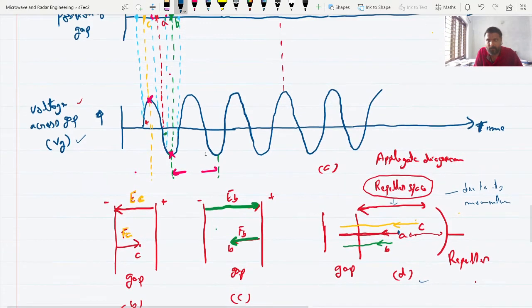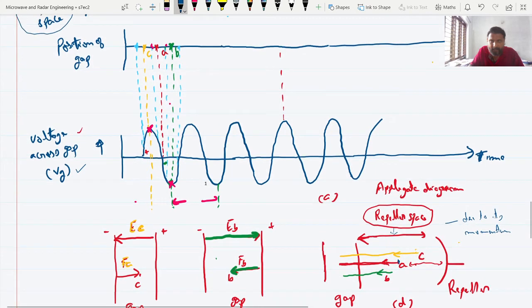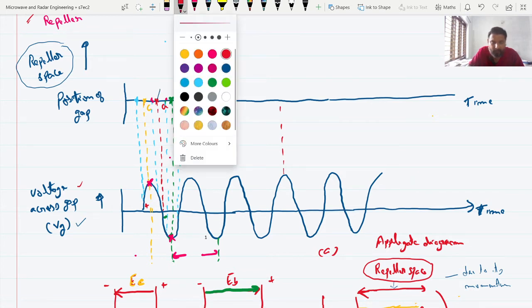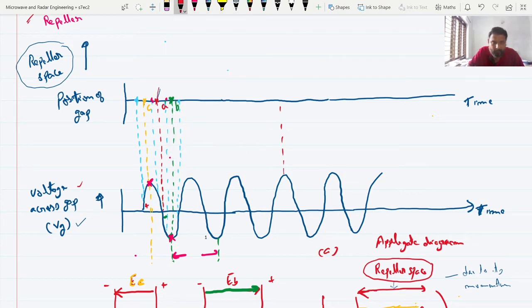So that electron A will trace a curved path in the graph. Write it with the red only. It will trace a curved path in the graph.